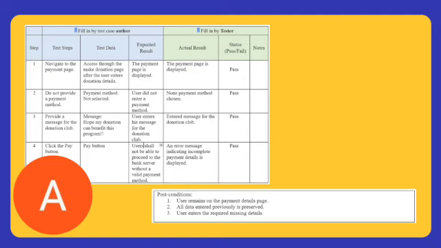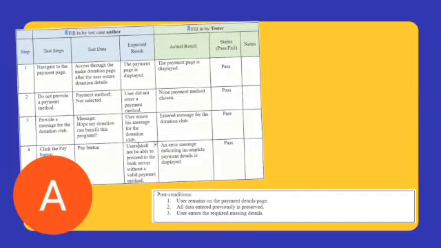The third step is to provide a message for the donation club. Any message, for example, hope my donation can benefit this program. The last step is clicking the pay button. So the test data would be the pay button, and the expected result is that the user shall not be able to proceed to the bank server without a valid payment method. The post conditions are: user remains on the payment detail page and all data entered previously is preserved. Last, user enters the required missing details.